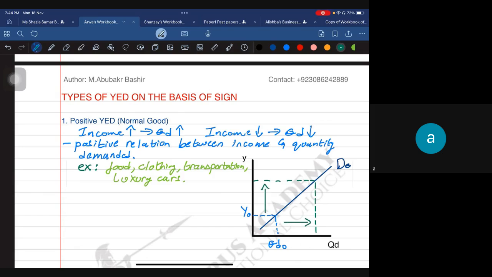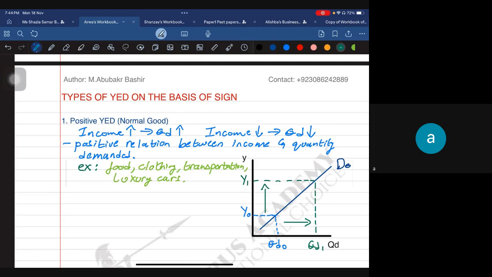I'm not sure about this, but if it's downward sloping, doesn't that also show that as income is increasing, the quantity demanded is increasing? Yes, it is showing that. So wouldn't that be the graph for this then? Because it does show a positive relationship between the two. But if we make it downward sloping, it is saying that the income is increasing, so the demand is decreasing.